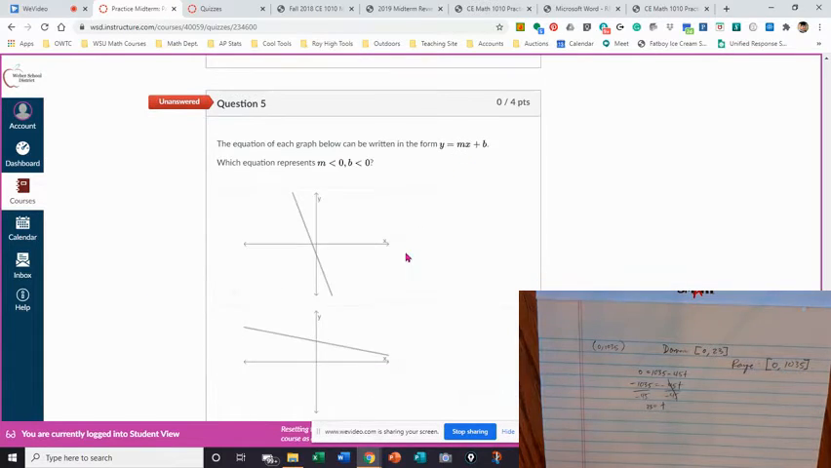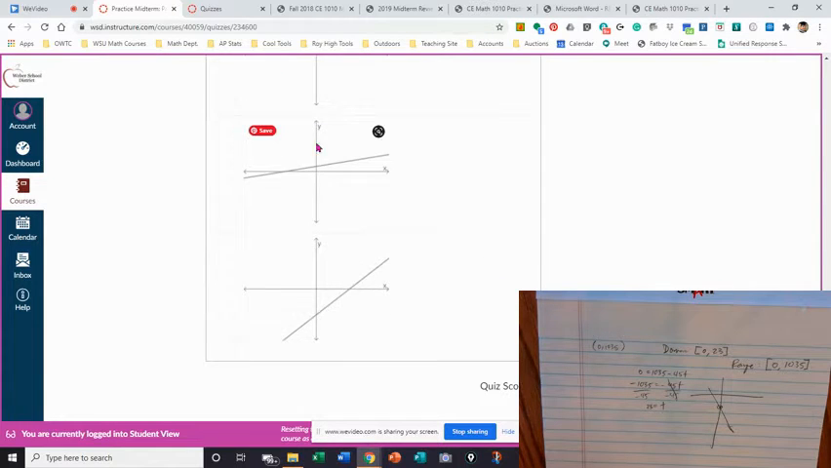Okay, question 5. The equation of the graph, which equation models m is less than 0? That's a slope less than 0. It's a negative slope. Negative slopes go down, or they're decreasing to the right. B is less than 0 implies that the y-intercept is less than 0. So I want something where the y-intercept is less than 0 and the slope is negative. And this fits right there. Okay?